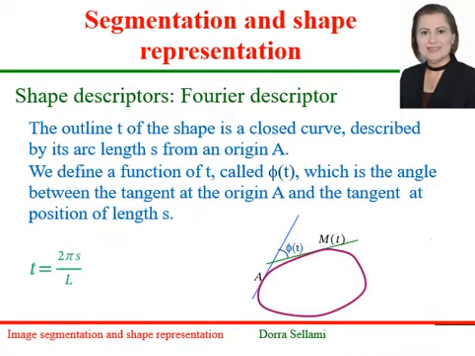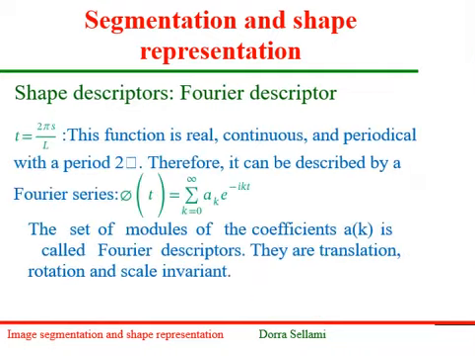For overcoming such limitation, we can define the Fourier descriptor. Accordingly, let's consider the outline of the shape, which is a closed curve described by its arc length S and an origin A. We define a function of t, which is called phi of t, which is the angle between the tangent at the origin A and the tangent at position of length S. T is given by this equation, and it is at its maximum value 2π. This function is real, continuous, and periodical with a period 2π.